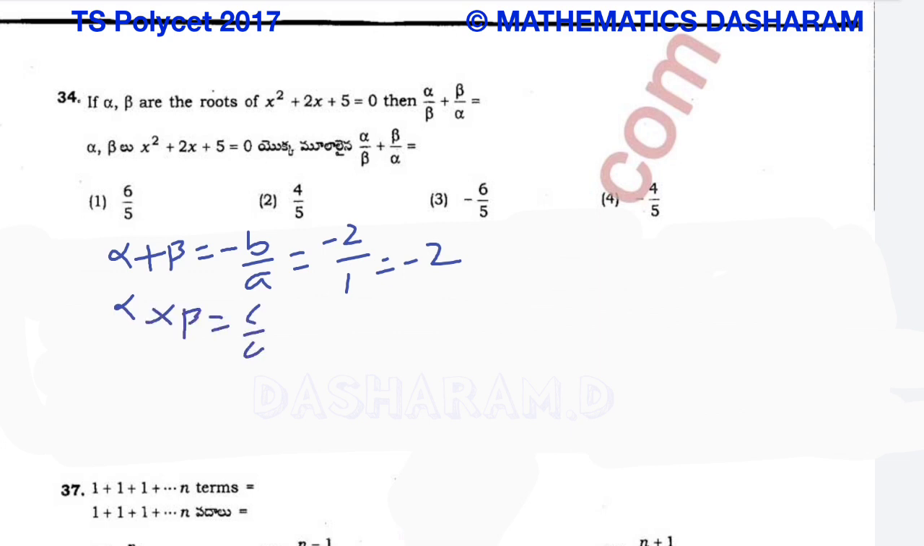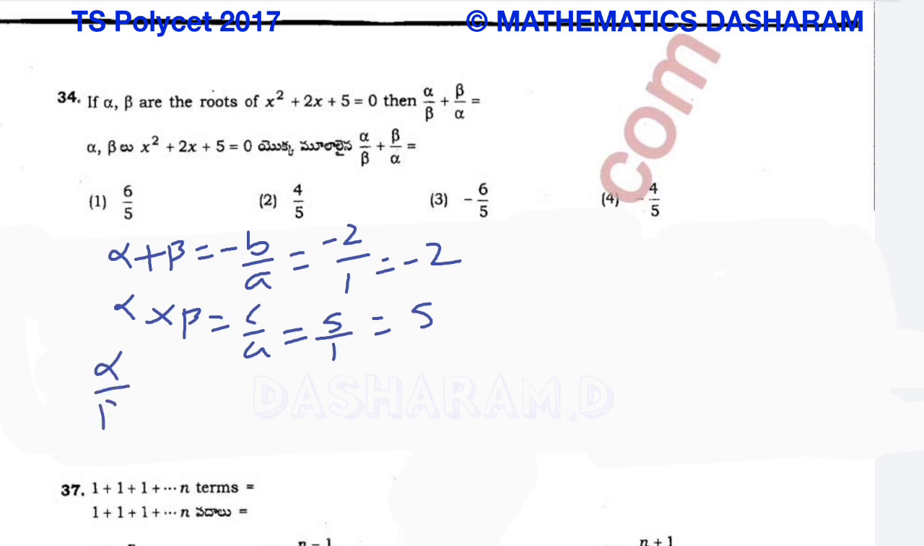So let us find out the two values. One is alpha plus beta, another one alpha into beta. Alpha plus beta is minus b by a. So b means x coefficient, that is 2, and a means x square coefficient, that is 1. So it is equal to minus 2. Next, alpha into beta is c by a. C value is the constant number 5, and a value is the x square coefficient, so 5 by 1 is 5.